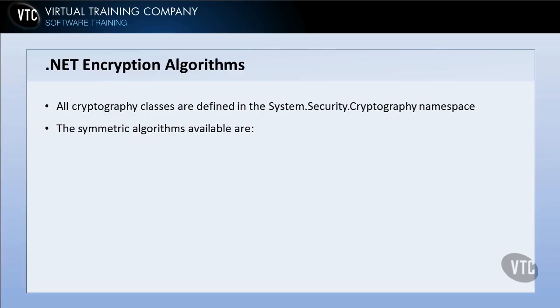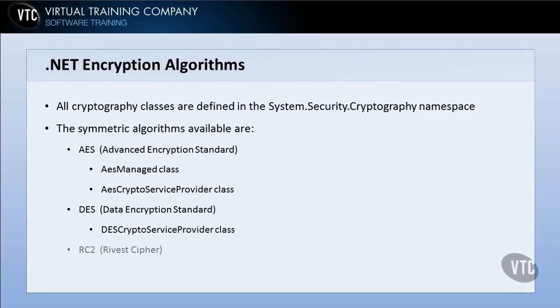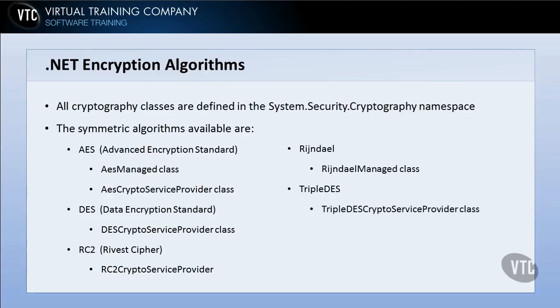But the symmetric algorithms that are available in .NET are AES, that's Advanced Encryption Standard, and it is implemented in the AesManaged class. It's also implemented in the AesCryptoServiceProvider class. DES, the Data Encryption Standard algorithm, is available in the DESCryptoServiceProvider class. RC2, the Rivest cipher, is the RC2CryptoServiceProvider class. Rijndael, you'll hear this called Rendall quite a bit out there, is in the RijndaelManaged class. And Triple DES is provided in the TripleDESCryptoServiceProvider class.